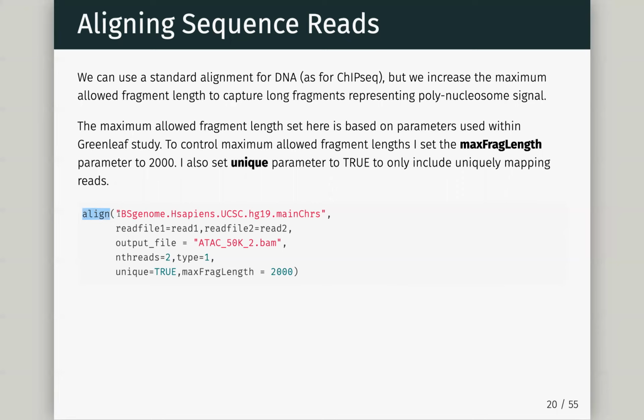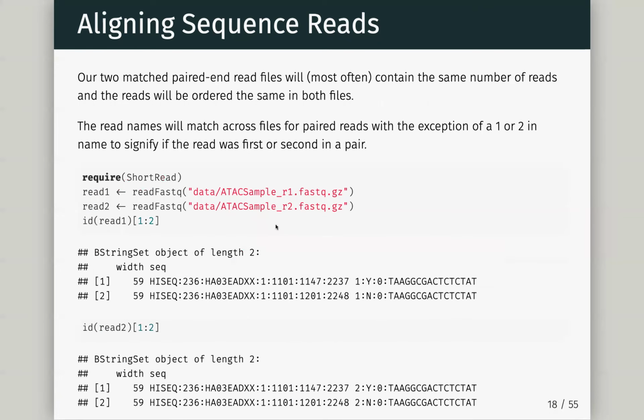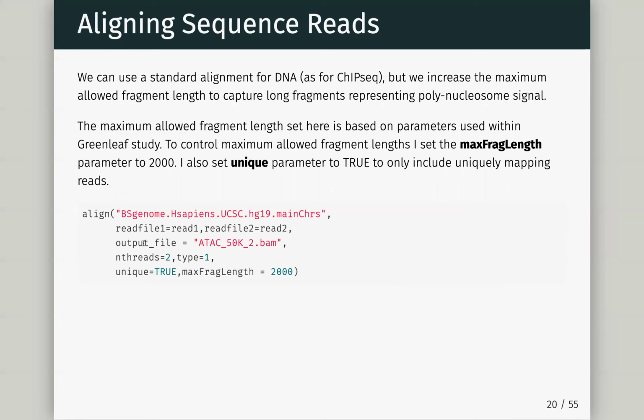So I'll do align, and I'm going to set the BS genome index we want to align against. I've got 2 reads now, so I'll tell it read 1 file is read 1, read 2 file is read 2. That's just the names of the files here. Output file, we're going to call it ATAC50. This is the name of the sample on GEO. I'm going to tell it type equals 1. Type 1 means DNA here. We didn't have to change that because we used subjunc for alignment previously.